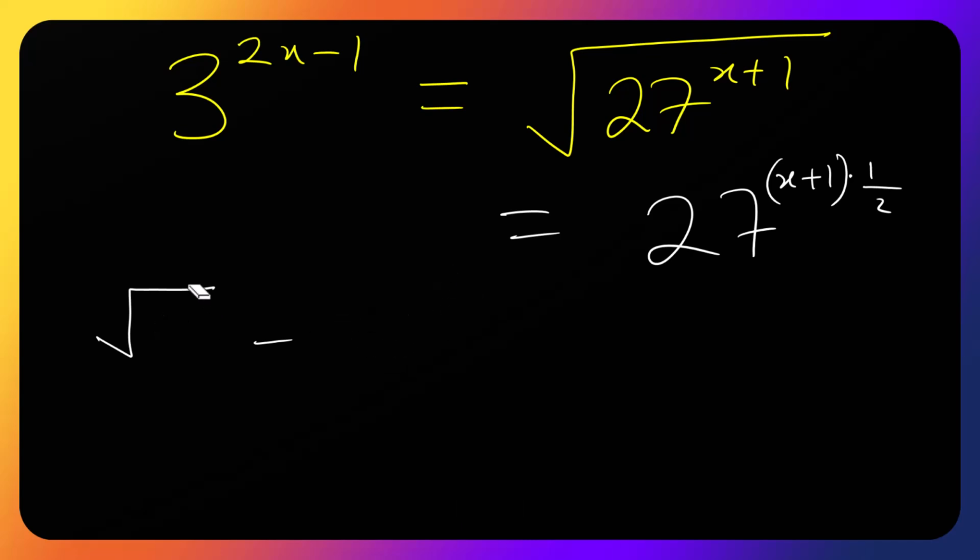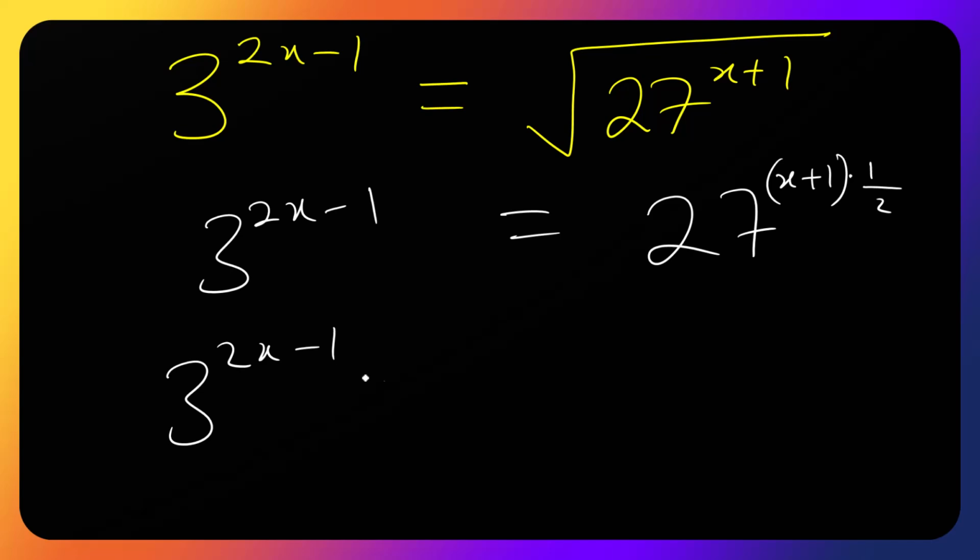Alright, so the question is solved. This one remains the same. So we have 3 to the power of 2x minus 1. And this side can be written as x plus 1 on 2. So that will be 3 to the power of 3 times, so x plus 1 on 2.